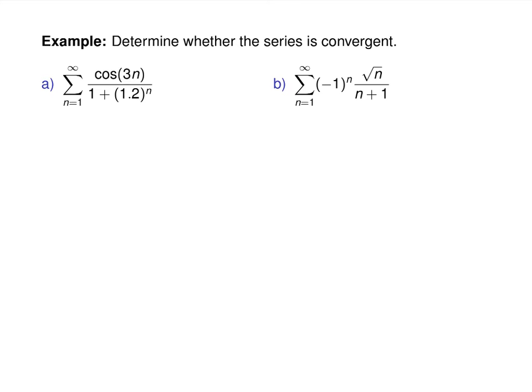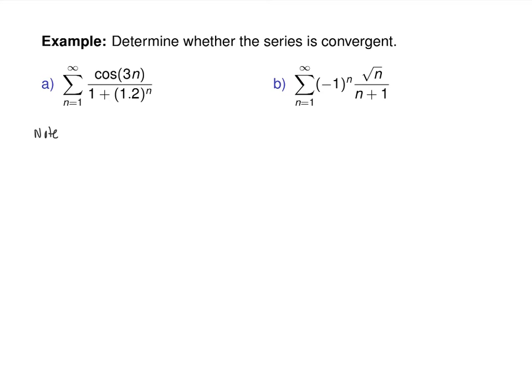So to determine whether these series are convergent. Technically, this first one is actually not an alternating series because the terms don't flip-flop positive, negative. But it seems like it could be convergent. The way we're going to prove this is a combination of comparison and proving absolute convergence.